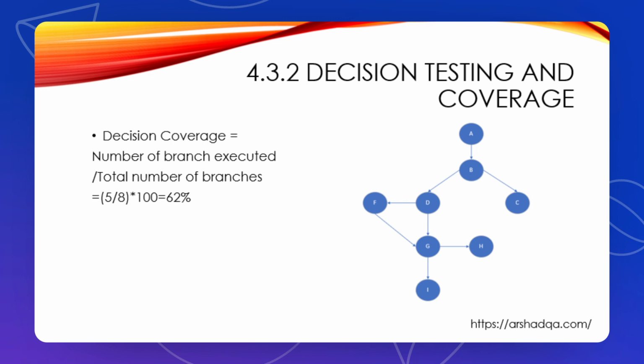As you can see in more detail, for the total number of branches, we need to look at the arrows. These are branches. From A to B we have one arrow, from B to C a second arrow, from B to D a third arrow, D to G a fourth, and G to H a fifth. So five arrows are covered. Five out of the total number of arrows; you can count 1 2 3 4 5 6 7 8. So 8. The correct answer was 62%.